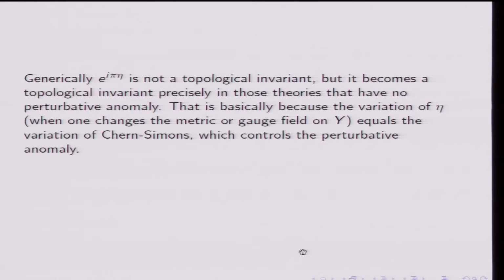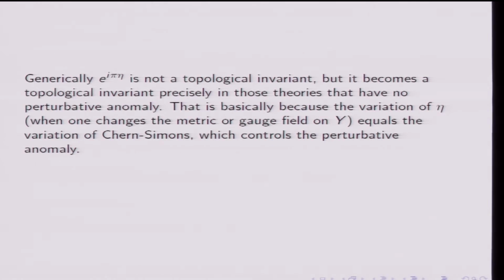Now, generically, e to the i pi eta is not a topological invariant, but precisely in those theories that have no perturbative anomalies, it is a topological invariant. That's basically because the variation of eta is the variation of Chern-Simons, and as I just told you, a relatively well-known statement is that the variation of Chern-Simons controls the perturbative anomaly.